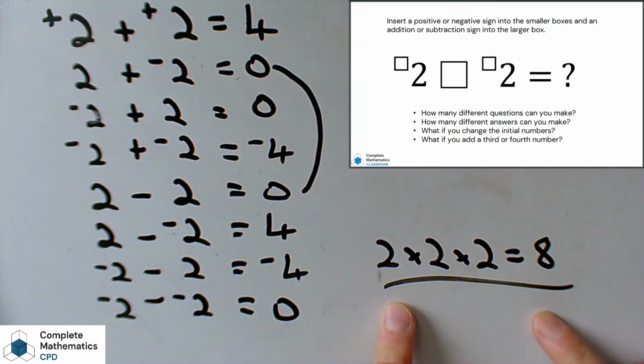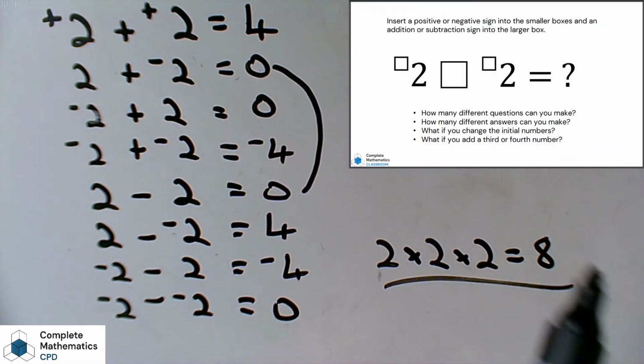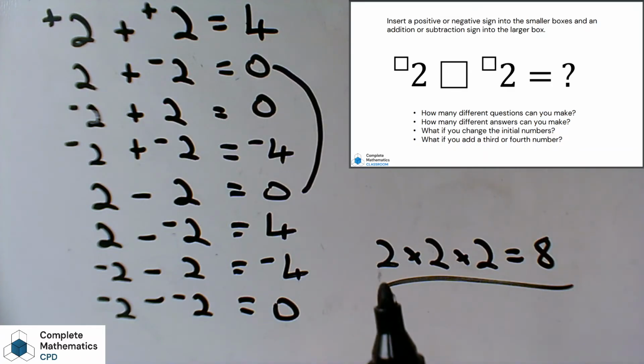Well, again, using the product rule for counting, if I add an extra number onto this task, say if I add an extra 2, how many different combinations will there be? Because we're going to have an extra operation and we're going to have an extra positive or negative sign as well. So there's plenty of things you can do with this task for extensions as well.